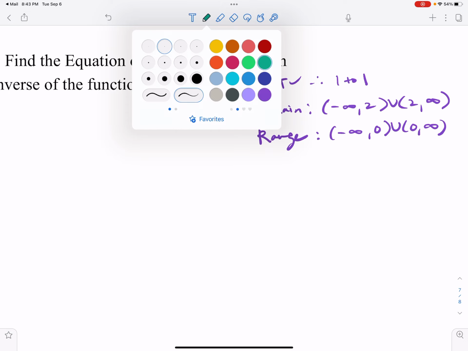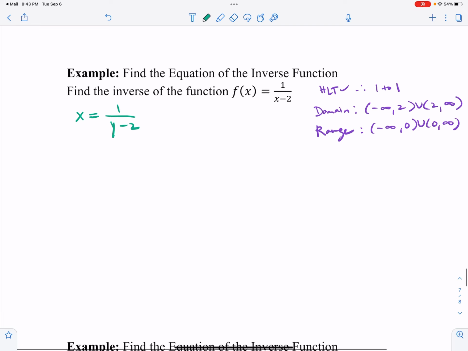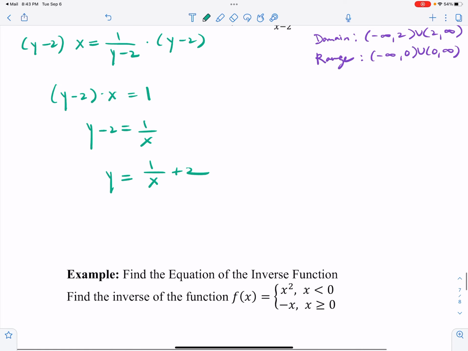So then we're ready to switch x and y. Okay, we need to get y out of the denominator. So let's multiply by y minus 2 on both sides. Okay, and then after we do that, we can divide by x and add 2. Interesting. So f inverse ends up being 1 over x plus 2.